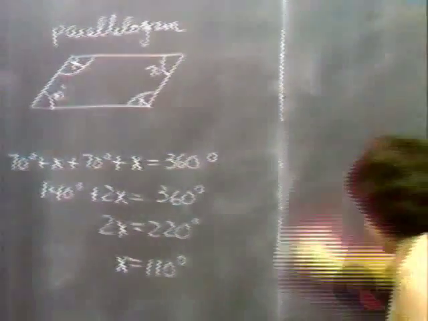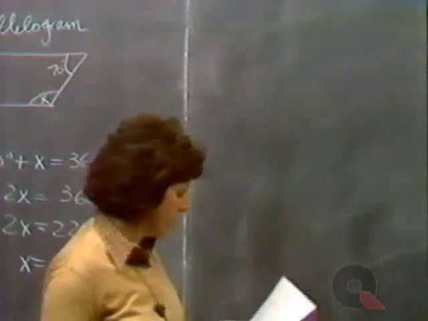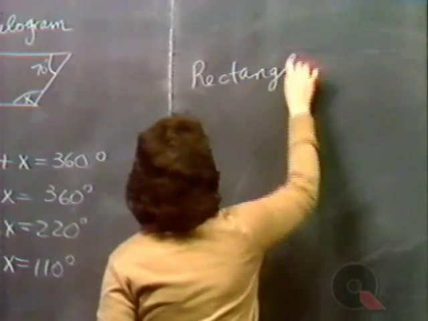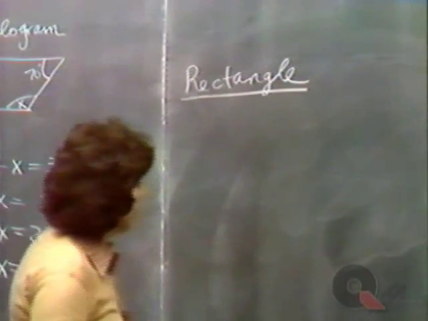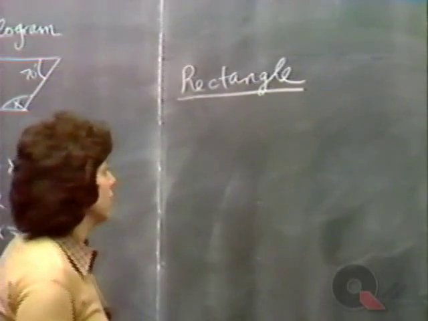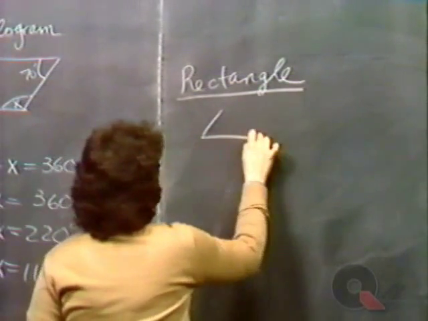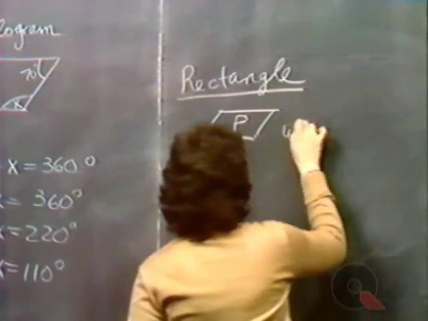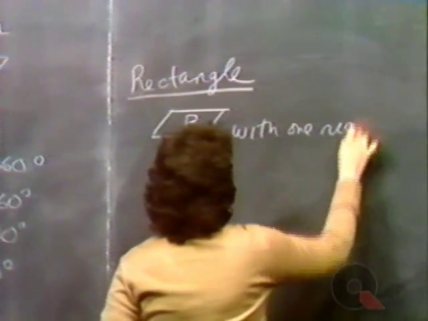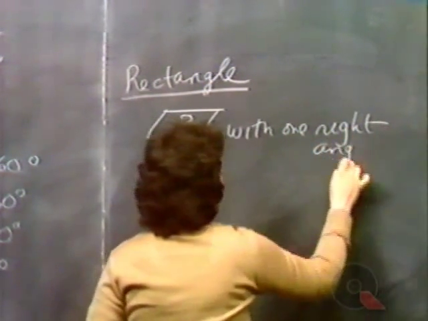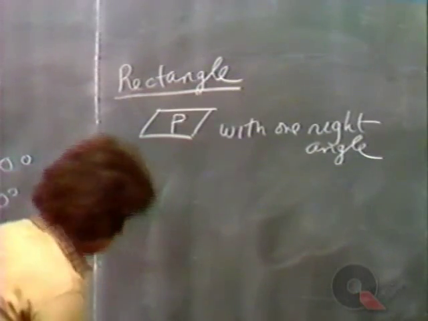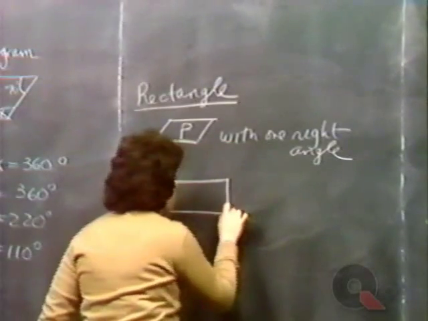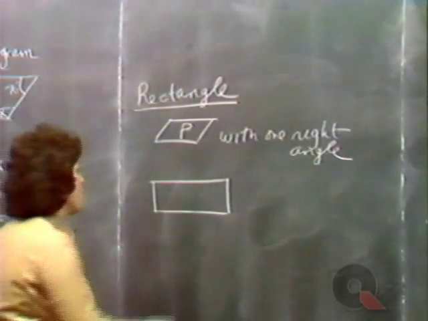Most of these you have seen before. You haven't thought of them necessarily as parallelograms. The first one is a rectangle. A rectangle can be defined to be a parallelogram that has a right angle in it. Let this symbol represent a parallelogram. A parallelogram with one right angle. Now you might say, well, I thought rectangles had 4 right angles. They do. But all you have to show is that you have a parallelogram with one right angle in it.